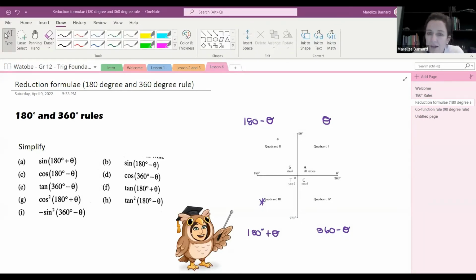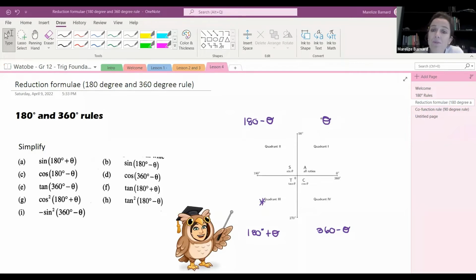Maybe just a reminder, over here we've got the Cartesian plane or the CAST diagram, All Stations To Cape Town, which reminds us where the different trig ratios are positive. So in the first quadrant, all trig ratios are positive. In the second quadrant, only sine is positive. In the third quadrant, tan is positive. And in the fourth quadrant, cos is positive.